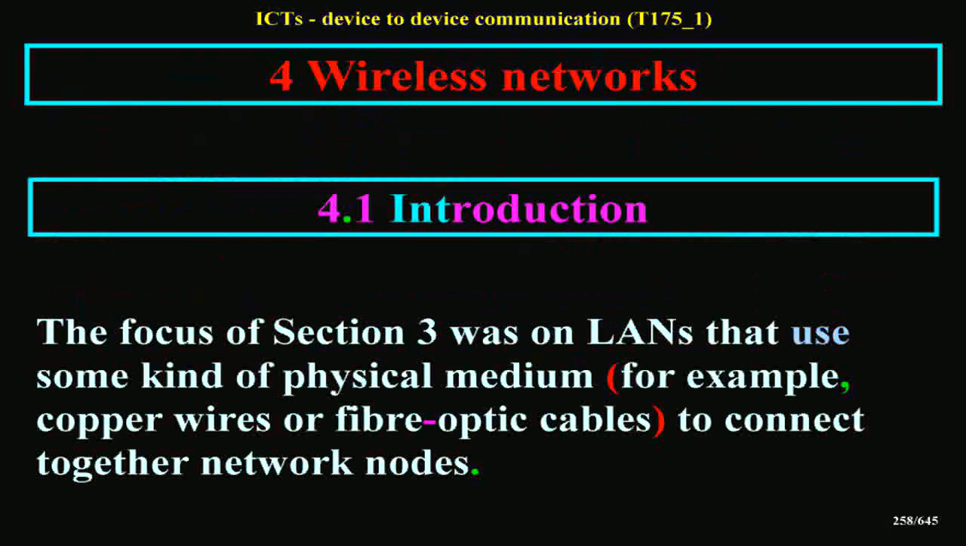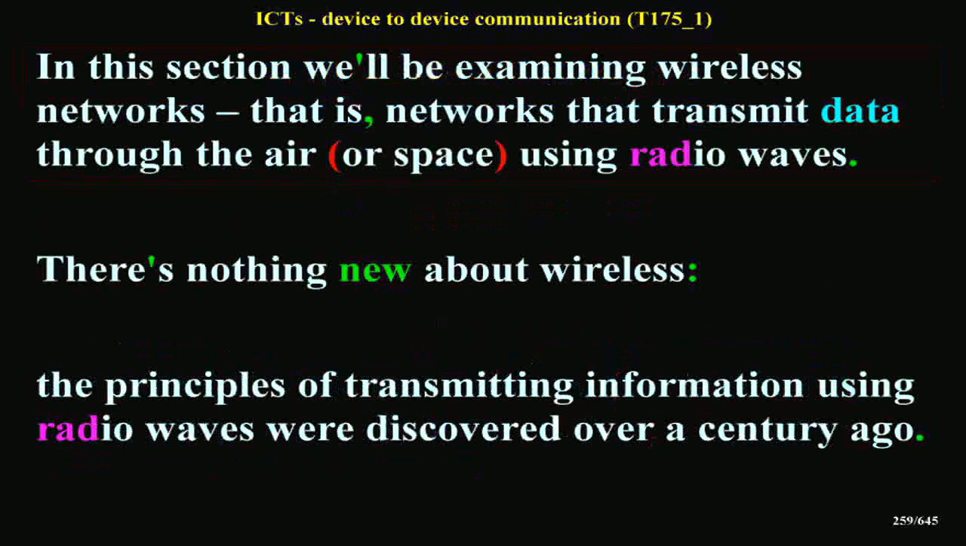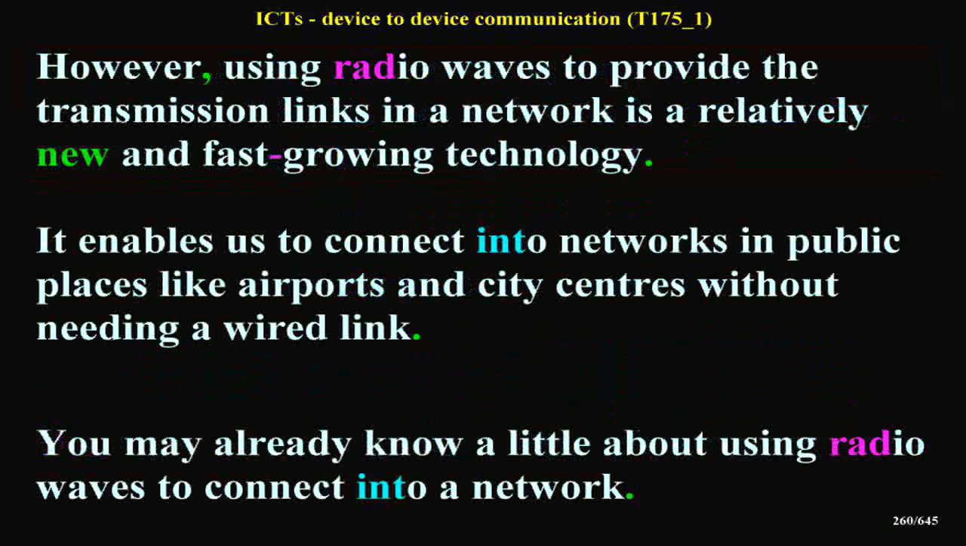4. Wireless networks. 4.1 Introduction. The focus of Section 3 was on LANs that use some kind of physical medium, for example, copper wires or fiber optic cables, to connect together network nodes. In this section we'll be examining wireless networks, that is, networks that transmit data through the air or space using radio waves. There's nothing new about wireless. The principles of transmitting information using radio waves were discovered over a century ago. However, using radio waves to provide the transmission links in a network is a relatively new and fast-growing technology.